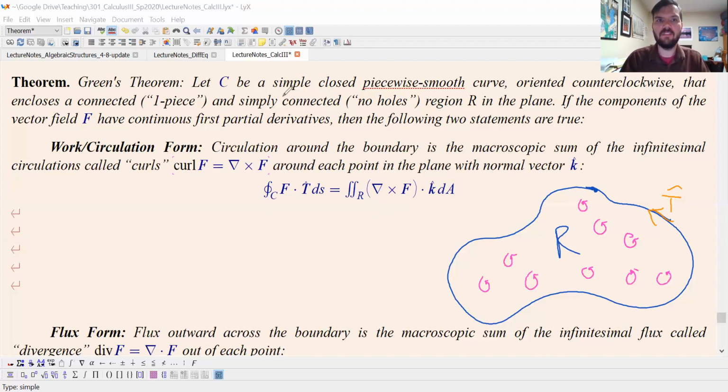Okay, now notice that the theorem said we needed to have a connected and simply connected region. Well, connected just means one piece. Simply connected means there's no holes. And sometimes we've mentioned that there could be a hole punched through this.